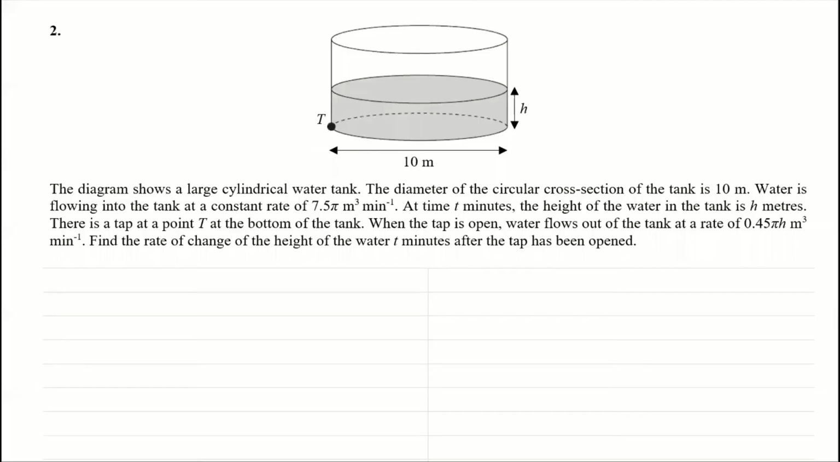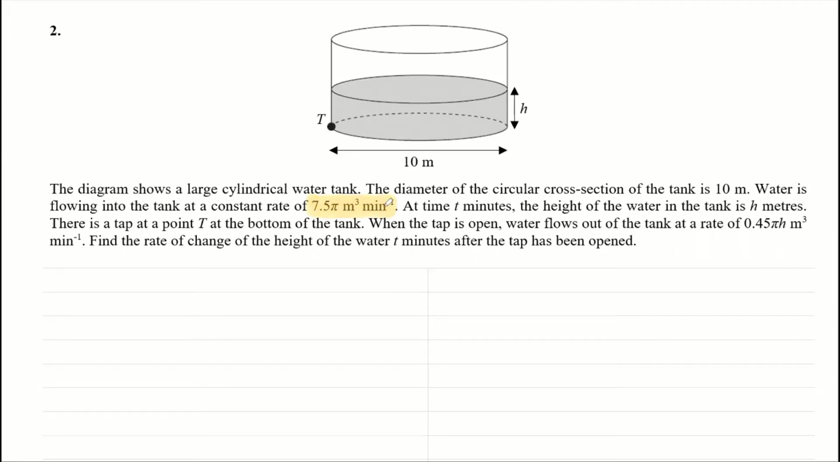All right, so worked example 2, we have a classic question. This is from an exam point of view as well. So it says the diagram shows a large cylindrical water tank, and there's some measurements given there. Now we have to read this information really carefully. Okay, not always will you get a diagram. The diameter of the circular cross-section of the tank is 10 meters. Okay, that's labeled. Water is flowing into the tank at a constant rate of 7.5 pi cubic meters per minute. Now, we have our first rate of change. Okay, I'm just going to highlight that.